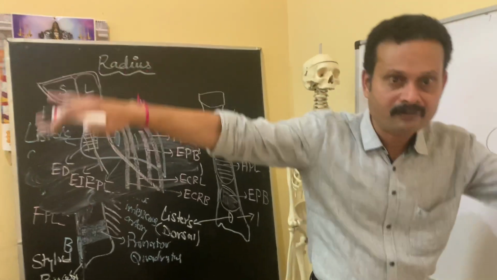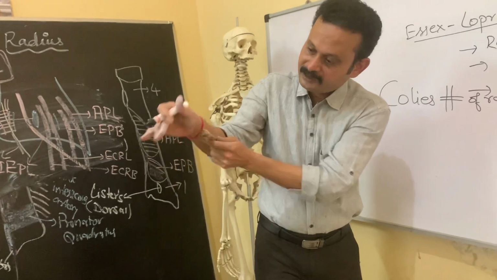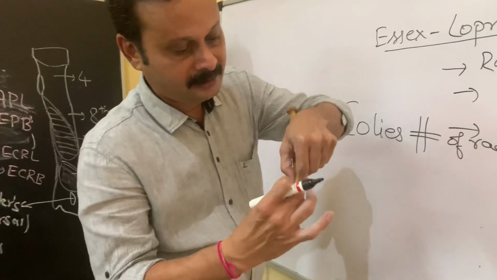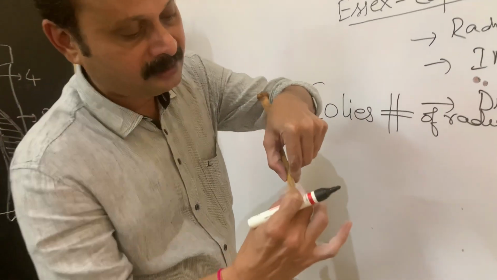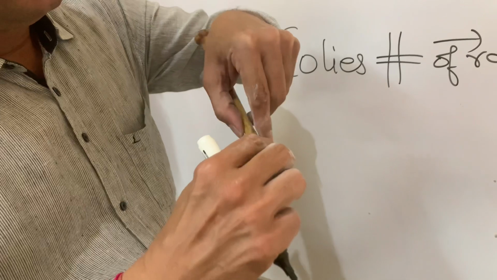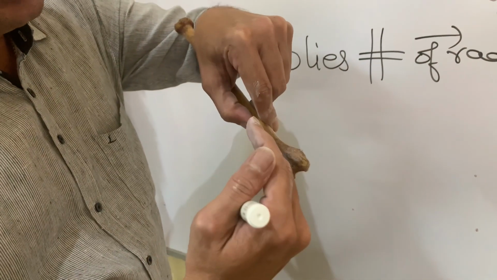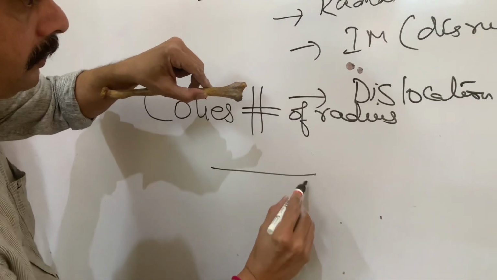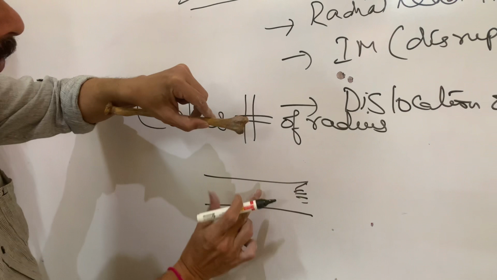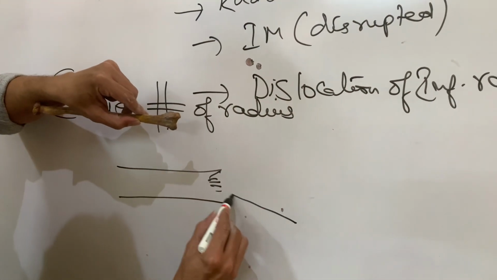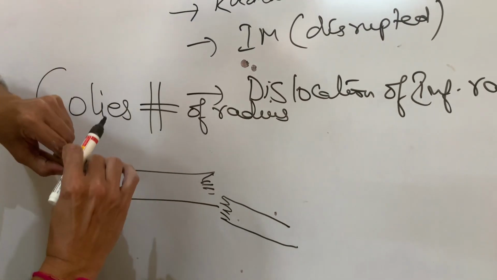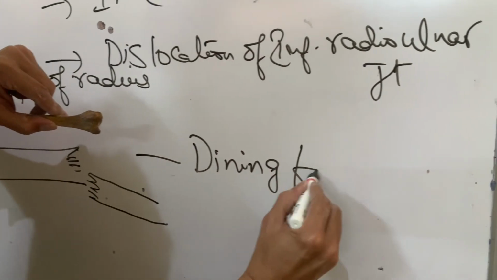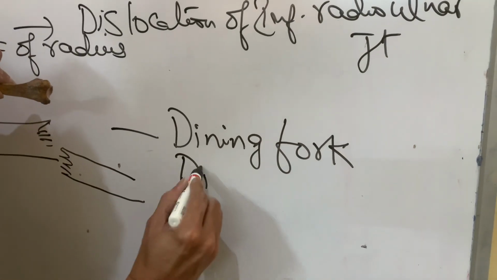And with the fall on the outstretched hand, there may be a fracture along the distal end of the radius, so that when there is a complete fracture, the distal fragment of the fracture moves backwards and upwards like this. So under X-ray, it appears like this. This is the proximal end. This is the distal end like this. So this deformity is called the dining fork or dinner fork deformity.